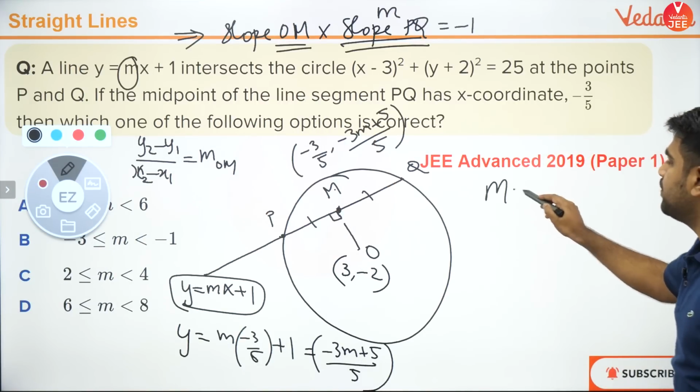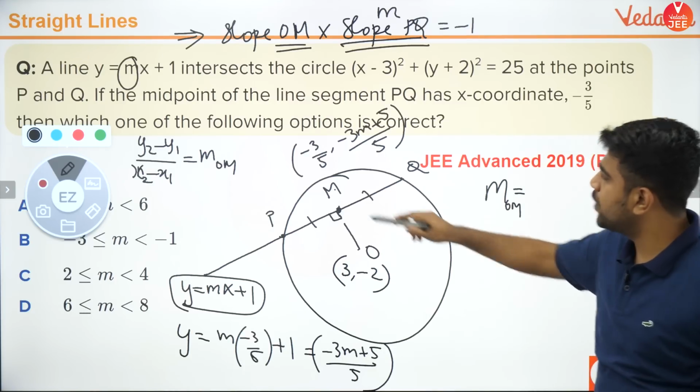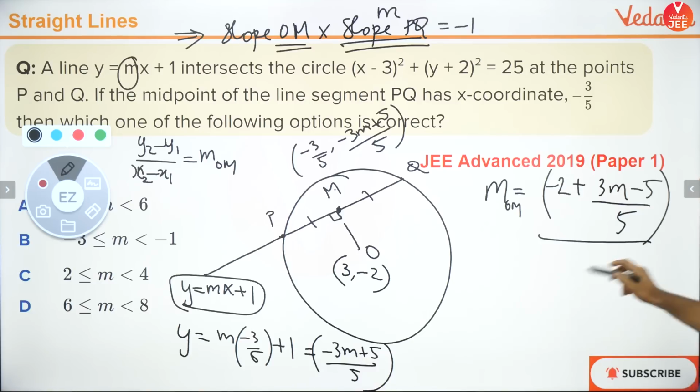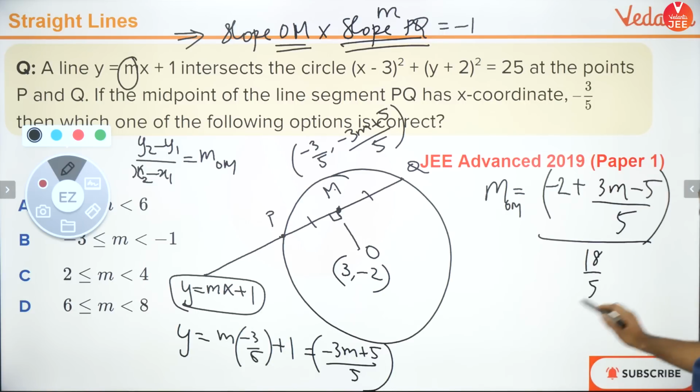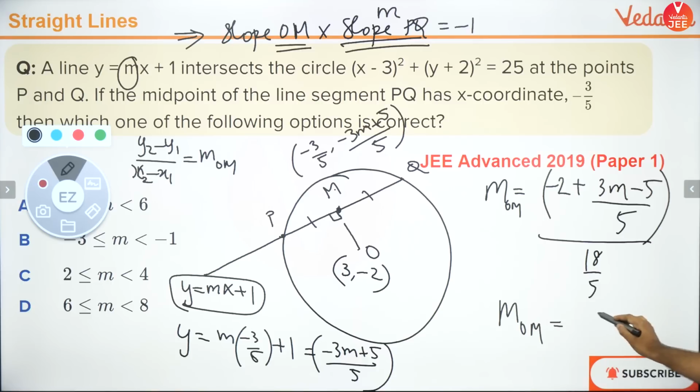So the slope of OM will be equal to what? y2 minus y1, so minus 2 plus (3m minus 5) by 5, divided by x2 minus x1. So 3 plus 3 by 5, which will be 18 by 5. So what is the slope of OM, guys? The slope of OM will be (3m minus 15) by 18. Is that correct? So that is my slope of OM.